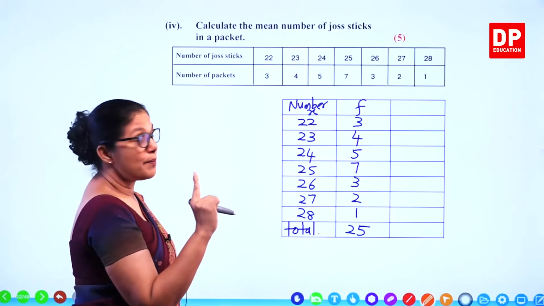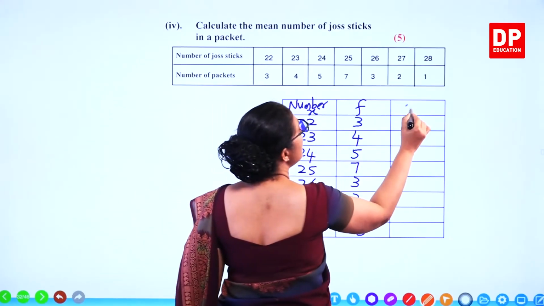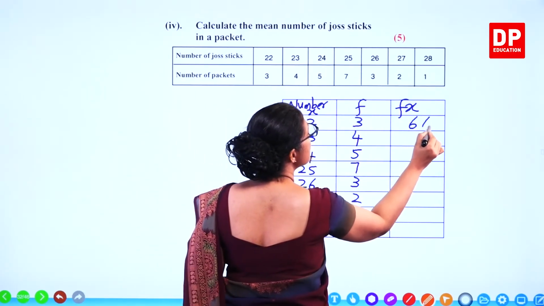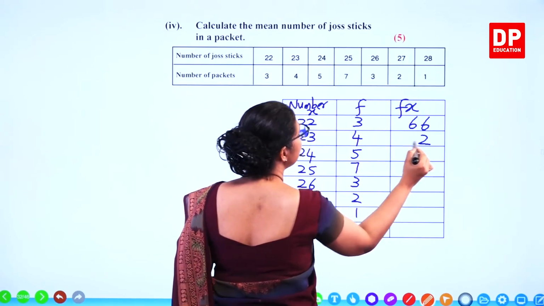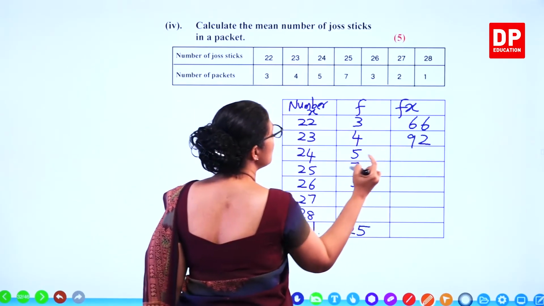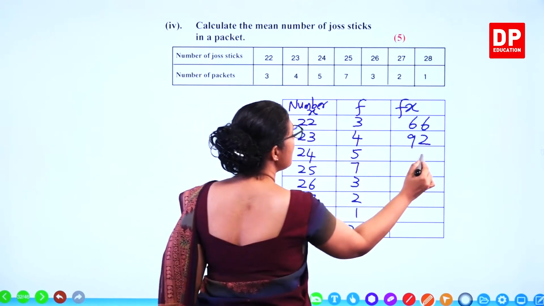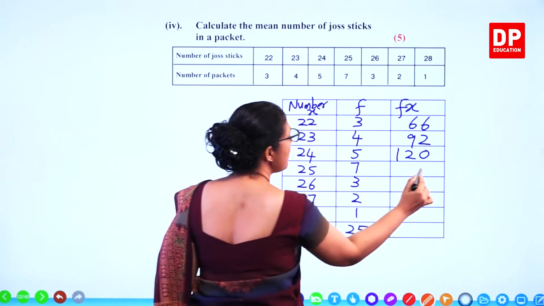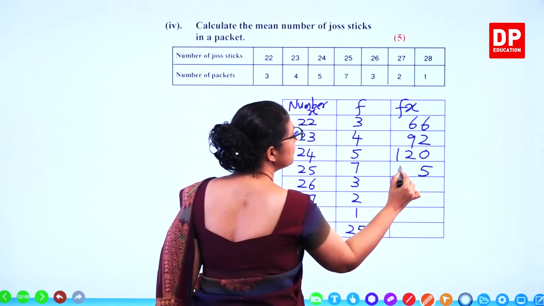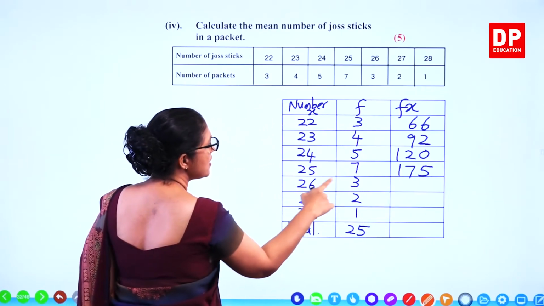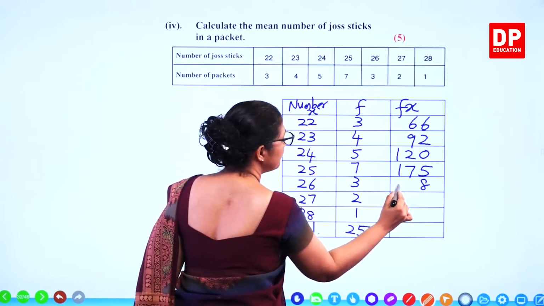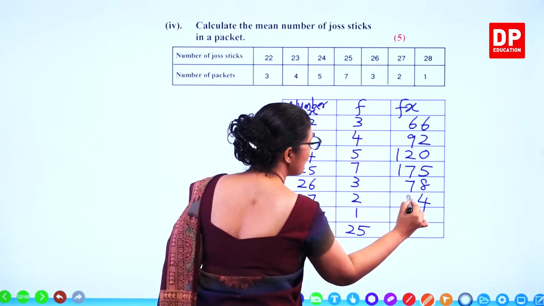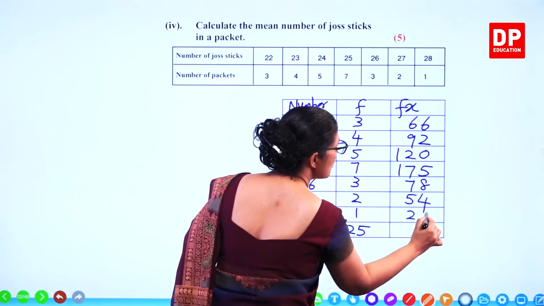Now how do we find out the mean? We need the fx column, f into x. 22 times 3, 66. 4 times 23, 92. 24 times 5, 120. 25 times 7, 175. 26 times 3, 78. 27 times 2, 54 and 28 times 1, 28.